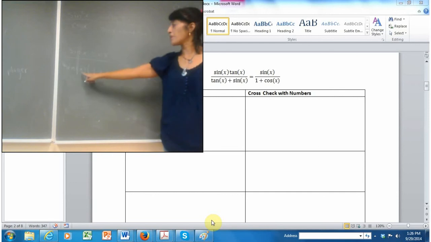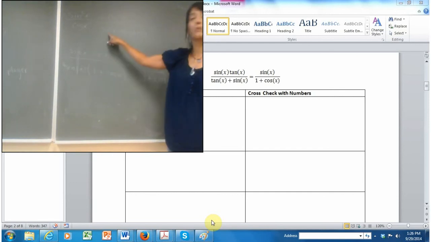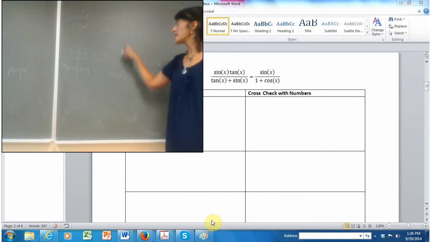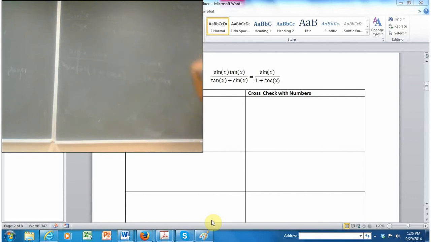No, because multiply it back. This is how you immunize yourself against that. Sine x times 1 gives you this one. Sine x times cosine x gives you this term, right? So it's reverse distributive law.